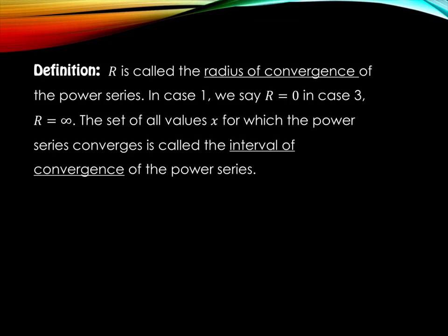The set of all values x for which the power series converges is called the interval of convergence of the power series. So obviously the interval of convergence and the radius of convergence are highly related ideas. They connect to one another. They'll go hand in hand.